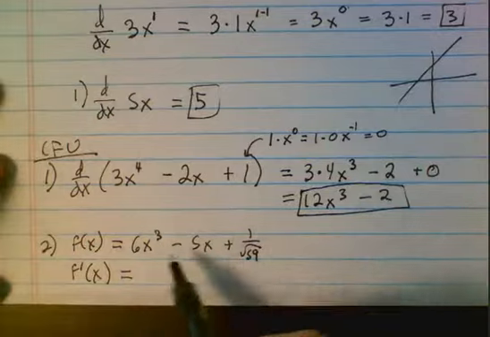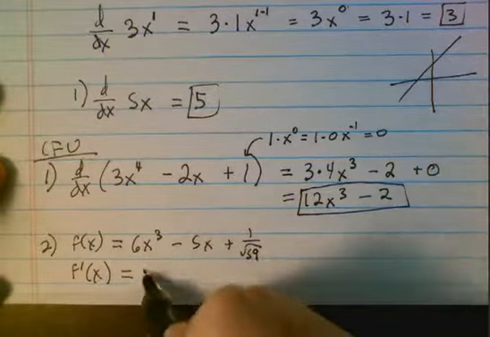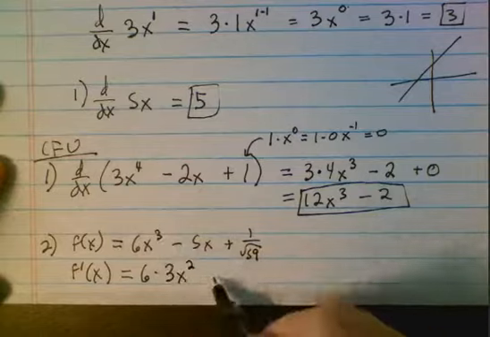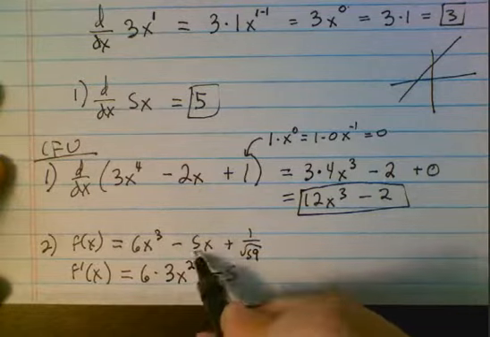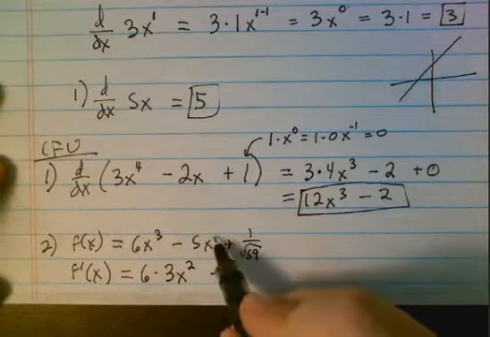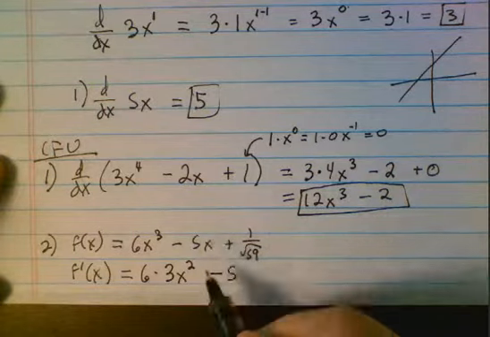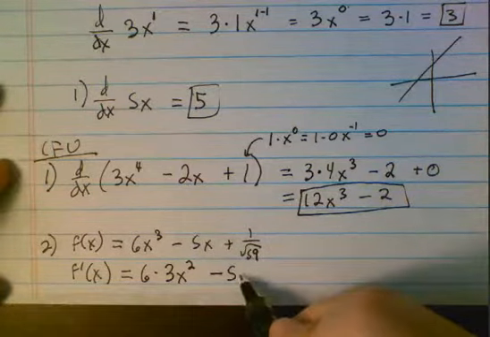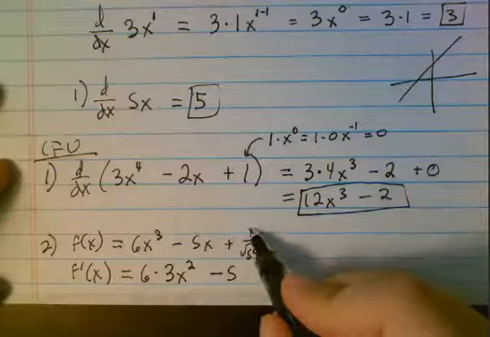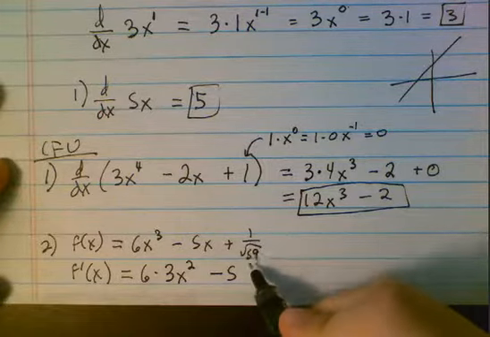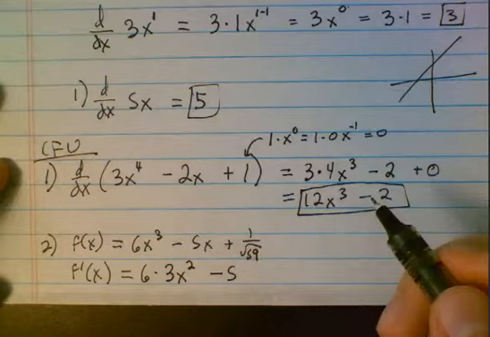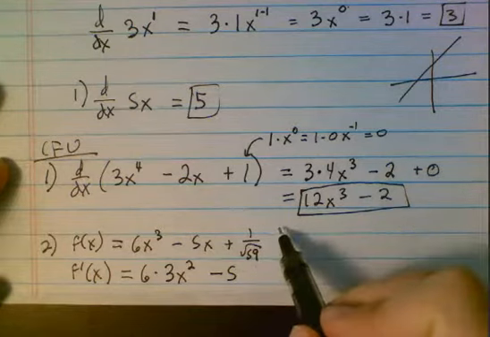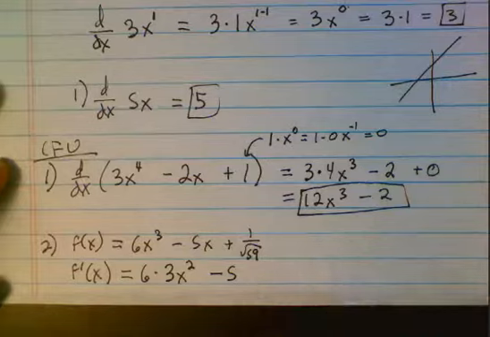Same as above, we do each one separately. This 6 is along for the ride. Subtract 1 from the exponent. This negative 5 is along for the ride. We bring down the 1 and subtract 1 from the exponent, so this is x to the 0 and it goes away. This is 1 over square root of 59. It's just a constant, it's just a number. The derivative of a number is always 0, or we can think of this as x to the 0 power. Bring down the 0, it becomes 0.